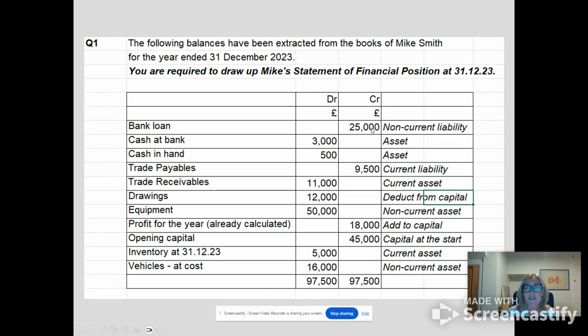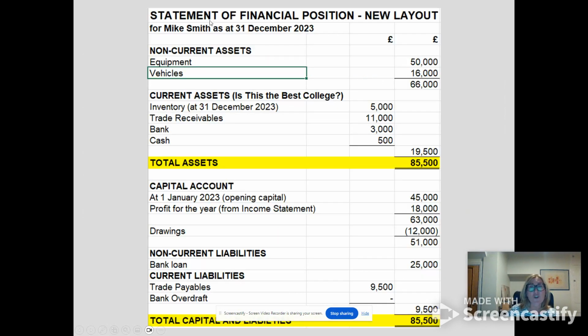And if we look down the credit column, we've got a bank loan, which is a non-current liability. Trade payables, money owed to suppliers, that's a current liability. We've got profit for the year, we're going to be adding to the owner's capital. We've got the opening capital, £45,000 at the start of the year, and then the totals here for the trial balance, so 97,500 on each side. So from that, we just need to slot those in. So it's just a case really of learning the layout. So you might want to take a photo of that so that you can see how the layout should look.